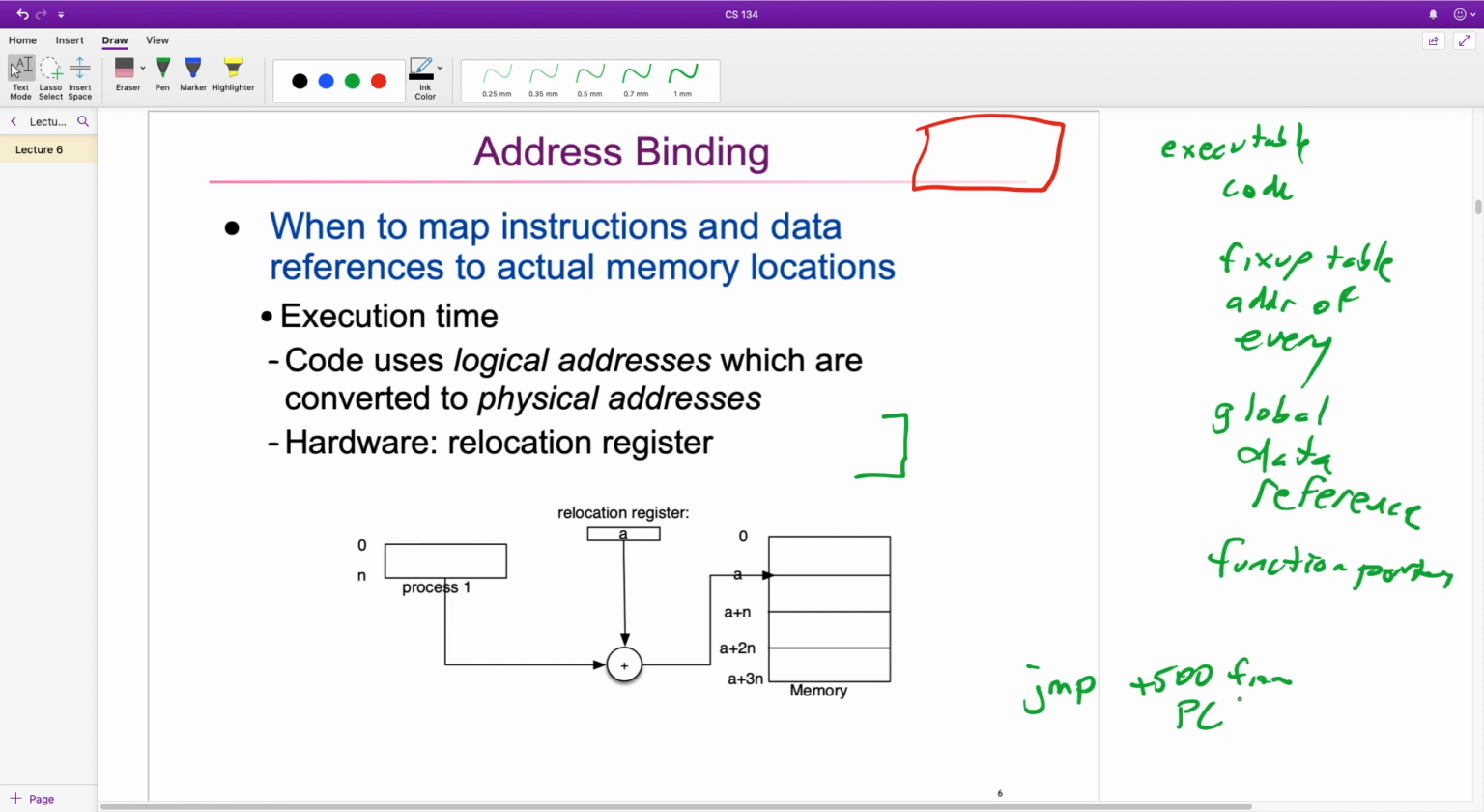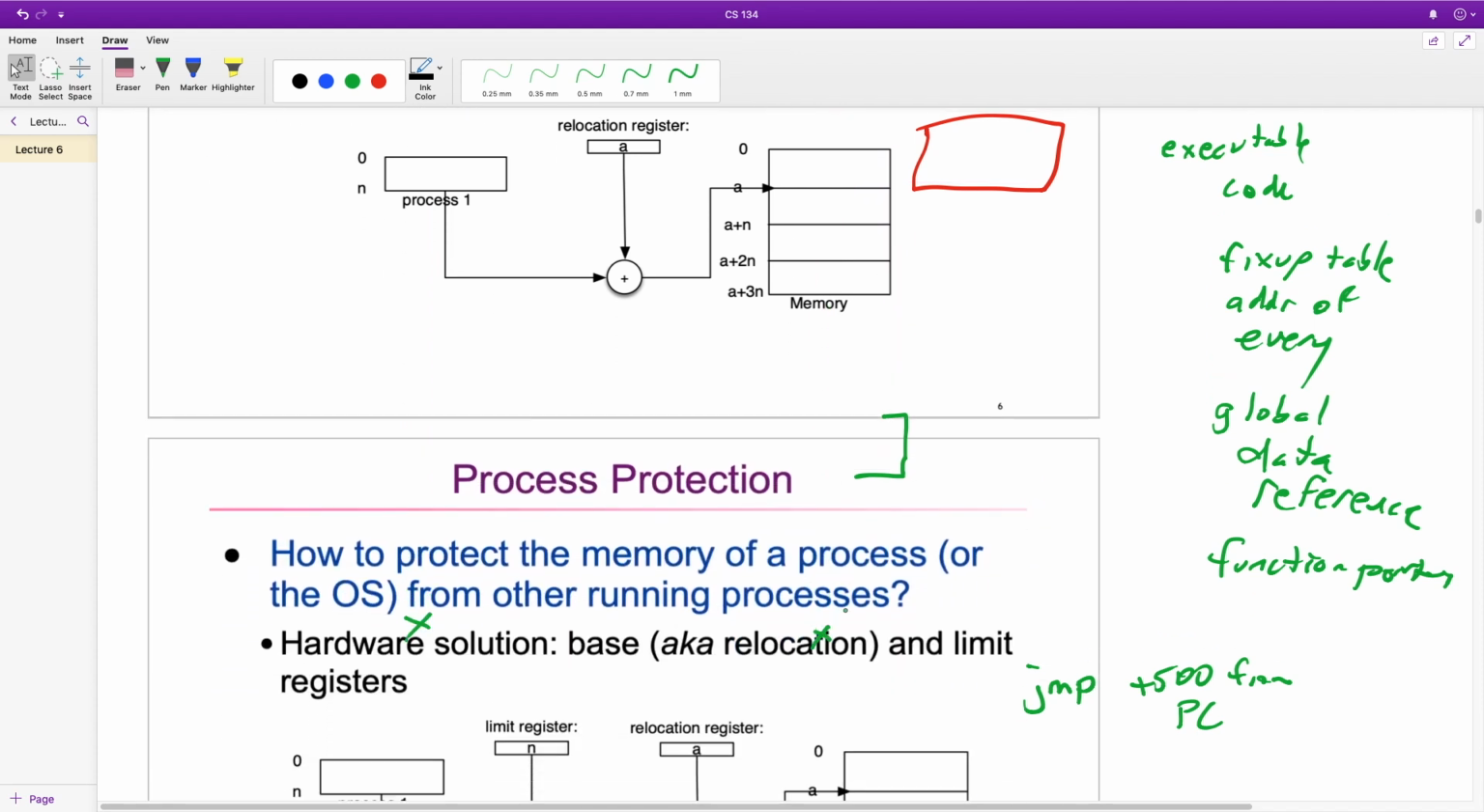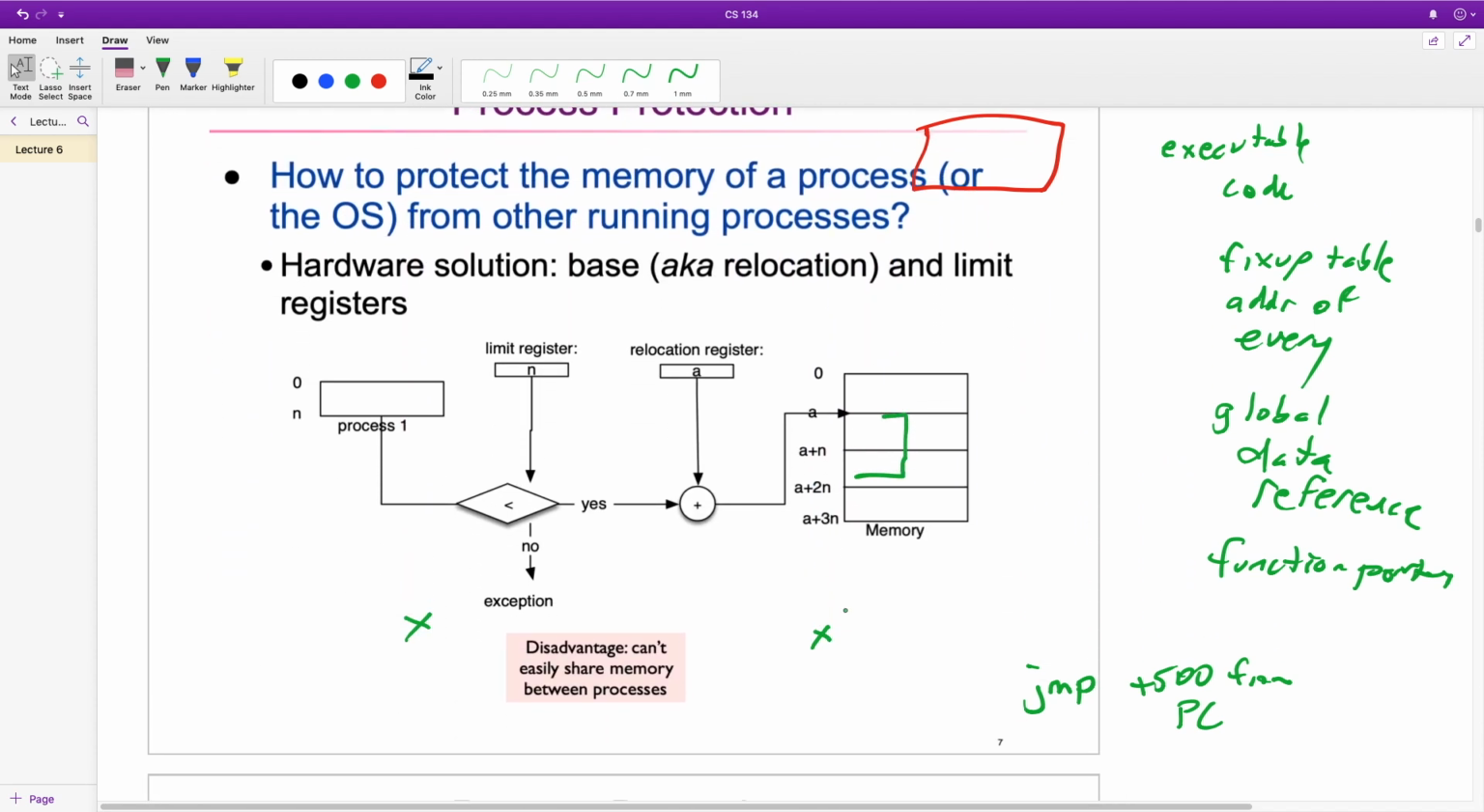What if your process tries to access something that's after? Say I try to access down here, n plus 7. Is the hardware stopping me? No. So what we can add in is some protection.